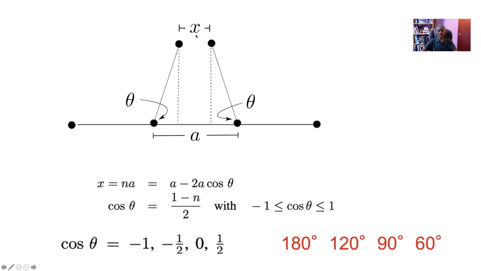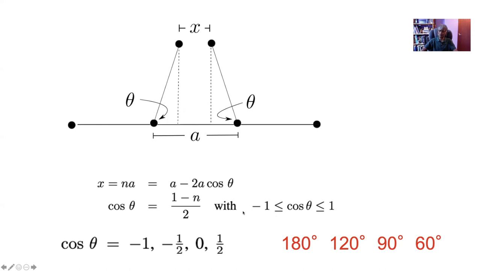And this distance x must be an integral number of the repeat distances a if we are going to reproduce the lattice by doing this rotation. Okay, so n is an integer. And using simple maths, this distance here is a cos 30. Therefore, this distance is a minus 2a cos 30. So we see that na is equal to a minus 2a cos theta. And therefore, cos theta is 1 minus n over 2.